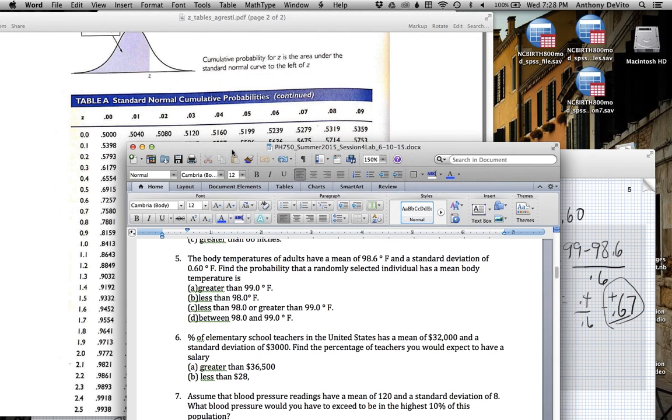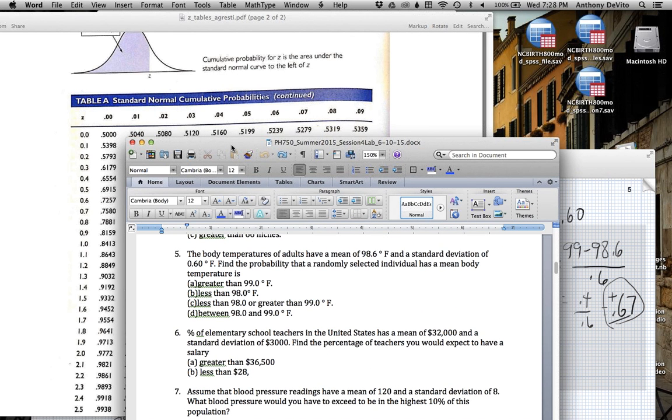Less than 98 degrees. Oh, okay. Now we're less than 98 degrees. That's 0.6 of a degree, right? Below the mean, and we know that the standard deviation is 0.6. So just in our heads, we can tell that's a z-score of -1.